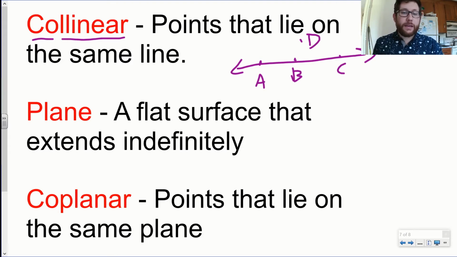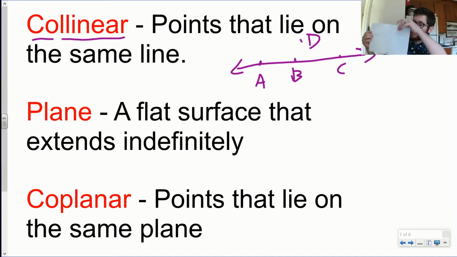Now, a plane is a flat surface that extends indefinitely. Probably the most common place where we think about this would be something like a sheet of paper. With a sheet of paper, you've got two dimensions. You've got height and width, but there's no real depth to the paper. And technically there is with paper, but it's a pretty good example of what a plane is. So coplanar just means that we have points that lie on the same plane.